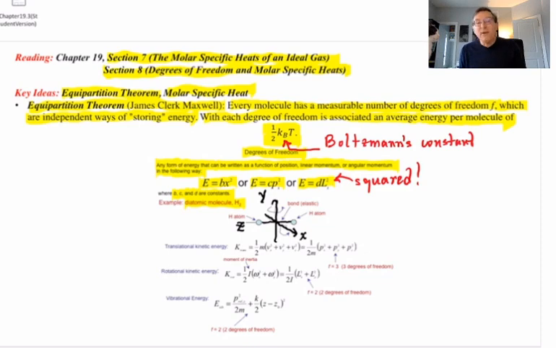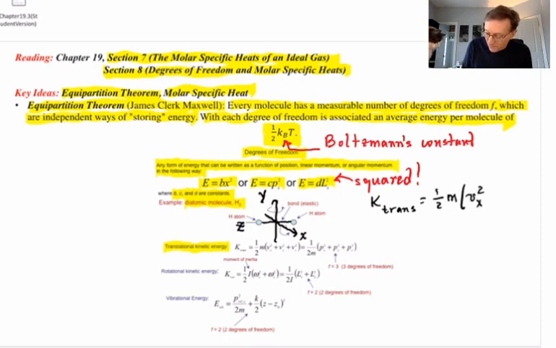Now, let's keep track of the energy of this molecule. First, it can have what's called translational kinetic energy. Remember kinetic energy? 1/2 mv squared? Well, really, it's 1/2 m magnitude of velocity squared. So the translational kinetic energy, I'll write it over here to the side, is 1/2 m times Vx squared plus Vy squared plus Vz squared.